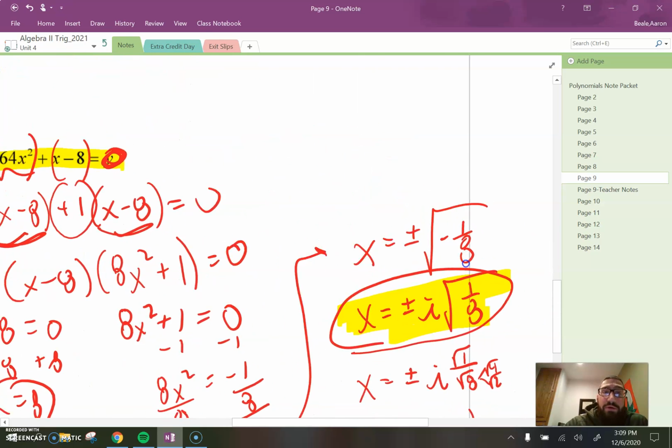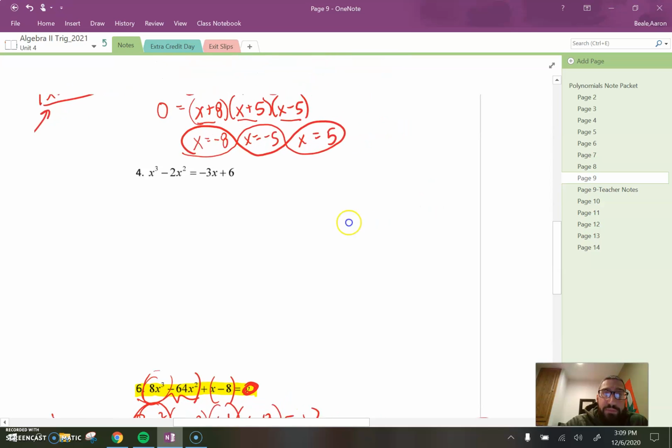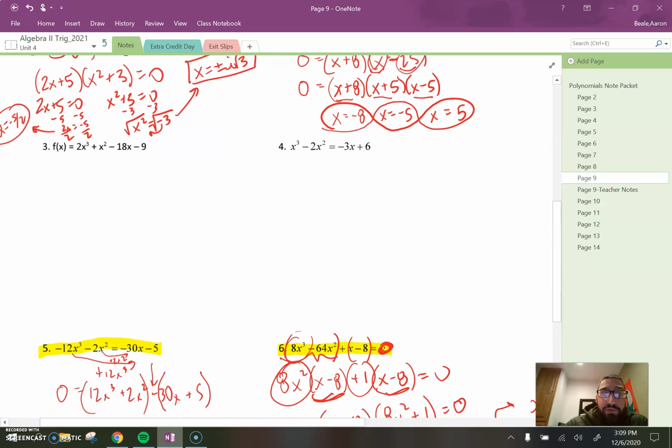Now, what I would do, guys, I'm running out of time. I would practice. Try 3 and 4 before you do extra slip and homework, and then check that with the notes key.